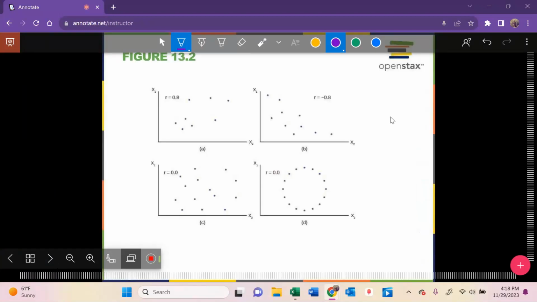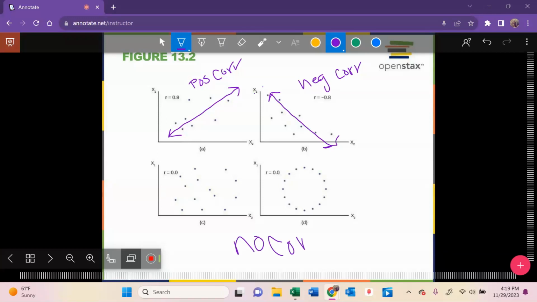So here, our R is 0.8. In this case, 0.8 is pretty close to 1, and we can draw a straight line that has a positive slope there. So this is positive correlation. Here, -0.8, you can draw a negative line that kind of falls through there, and it is a negative correlation. Now here you'll see when you're close to 0, you can't draw a line through either one of these, and so for C and D, there is no correlation.